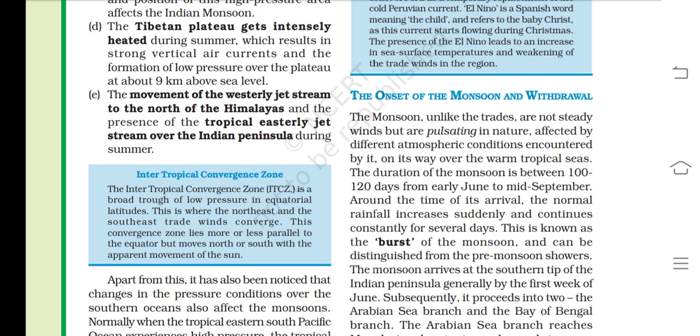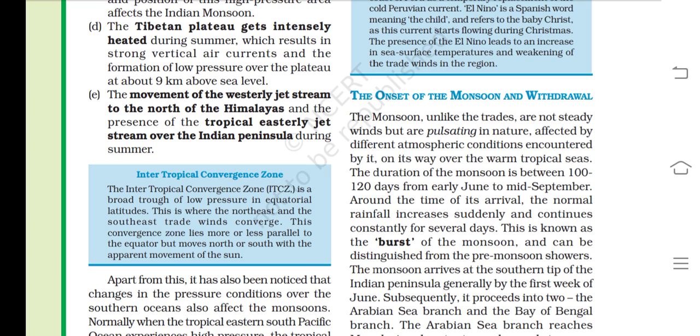Around the time of its arrival, the normal rainfall increases suddenly. When the monsoons arrive, the rainfall increases suddenly and continues constantly for several days.